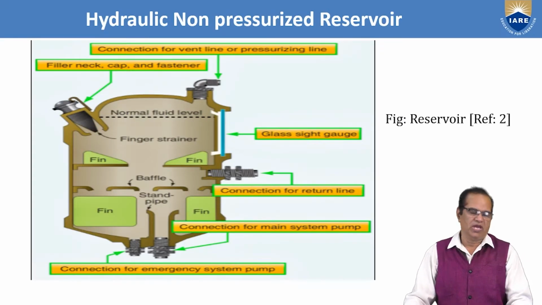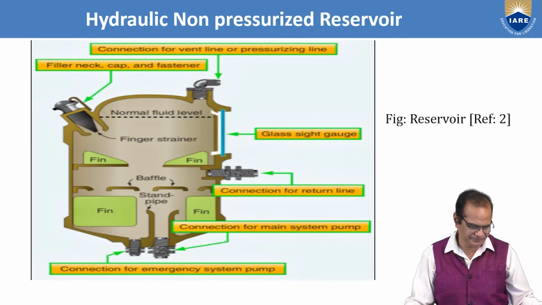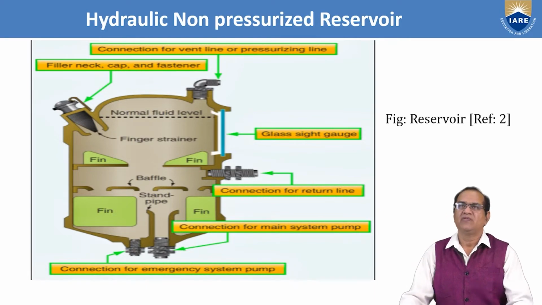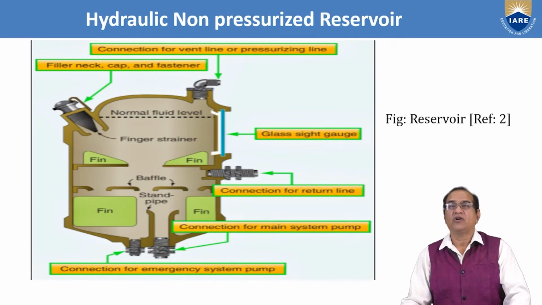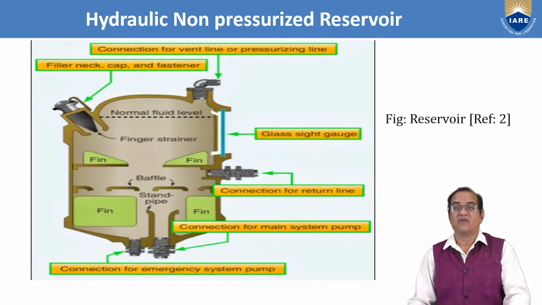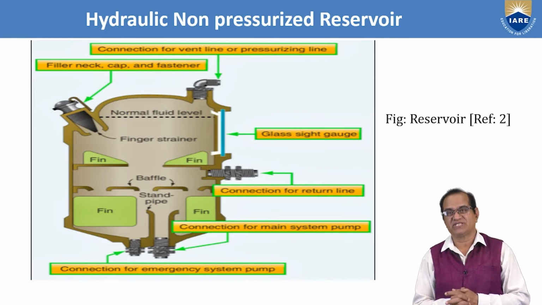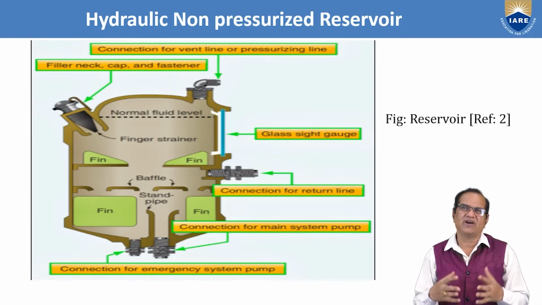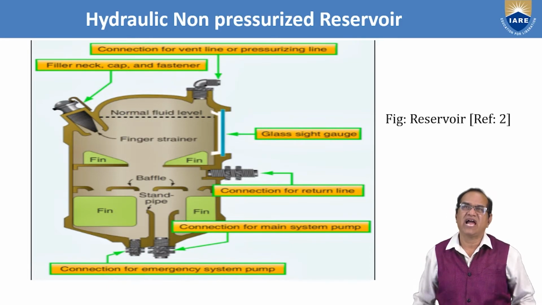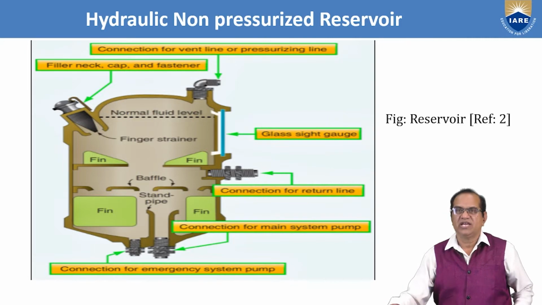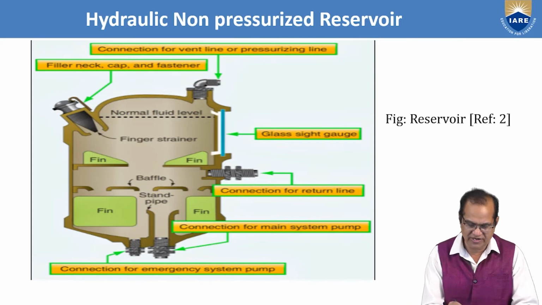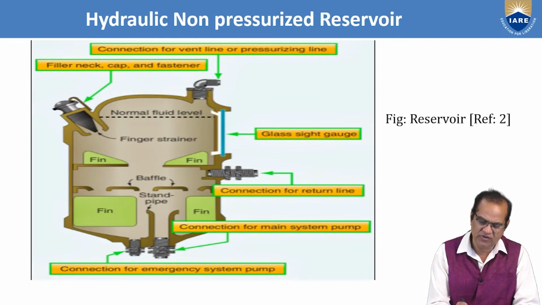So now we can see here the hydraulic non-pressurized reservoir. So there are two types of reservoir. One is pressurized, another is non-pressurized. Mostly in a small aircraft or in a helicopter where the maneuvering is not very high, we need the hydraulic non-pressurized reservoir. In this, if you see, we have here a filler neck. From here we remove this and we can fill our hydraulic fluid here.